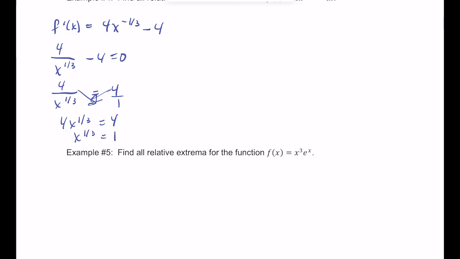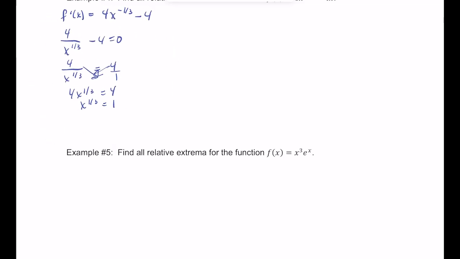So x to the 1/3, remember, is another way of saying the cube root of x. But you can just leave it like that. If I want to solve this, I would just cube both sides. And I get x equals 1 cubed, which is just 1. Okay, now that's not my only critical value. Remember, we need to also look at where the function's undefined, and it would be undefined here if x to the 1/3 equals 0, which of course means x equals 0. So it can't be 0 or that function would be undefined. So I've got my two critical values. One of them is 0, the other one's 1.